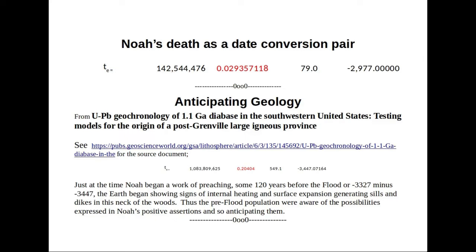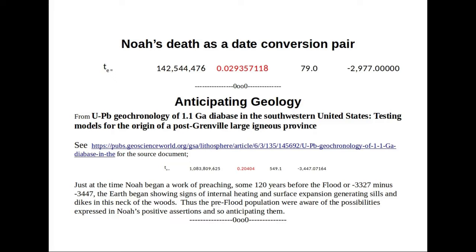By way of introduction to this second segment, we introduce two ideas. On the screen you should see two headings, Noah's death as a date conversion pair, and anticipatory geology. Noah's death is expressed as a row of 5 columns sliced from a spreadsheet. In the anticipatory geology section we have a real example of the date pairing from a paper discussing geology post the famous and well-known Grenville orogeny.